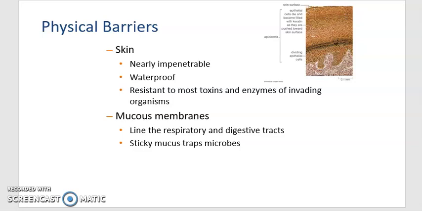The mucous membrane is our next physical barrier. The mucous membranes, of course, line the respiratory and digestive tracts, and we have those goblet cells that produce the mucus, and invading pathogens would not be able to stick and get to the cells because there's that sticky mucus that traps them and moves them out of those passageways quickly.